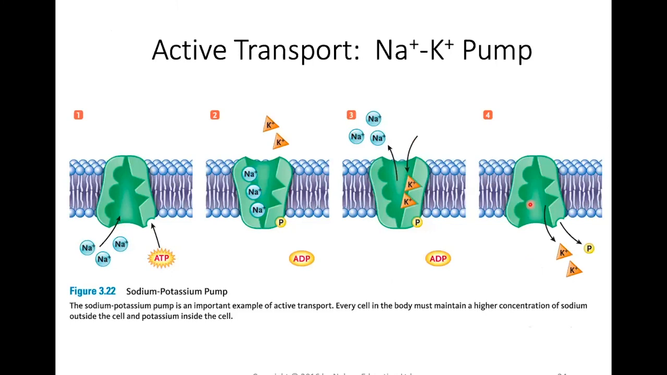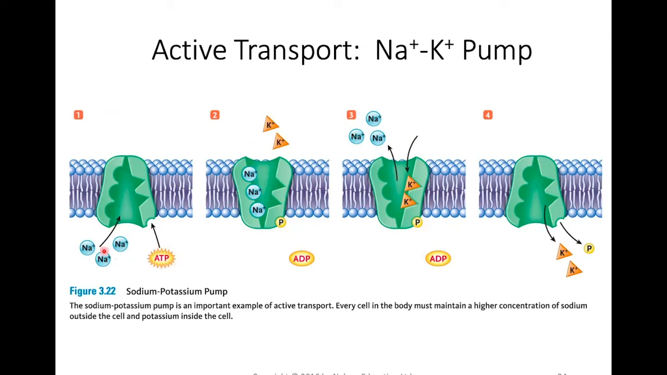Now, the way that the cells maintain this gradient, with sodium higher outside the cell and potassium higher inside the cell, is through the use of an active transport mechanism known as the sodium-potassium pump. All right, all of our cells have sodium-potassium pumps, and all of our cells maintain these gradients of higher sodium outside and higher potassium inside. And so because this is active transport, we require the use of ATP, okay? So this requires energy.